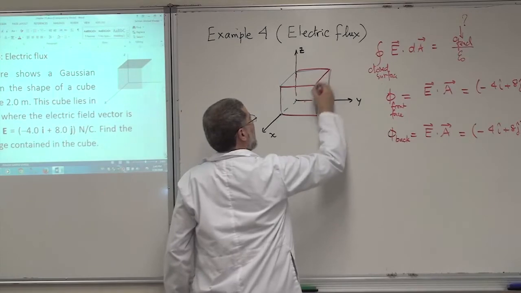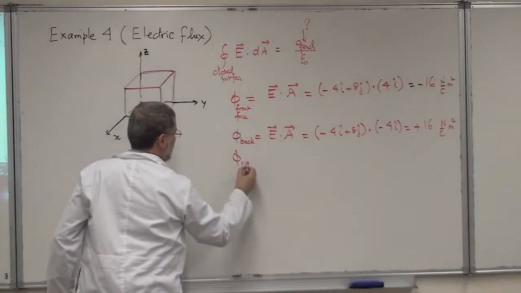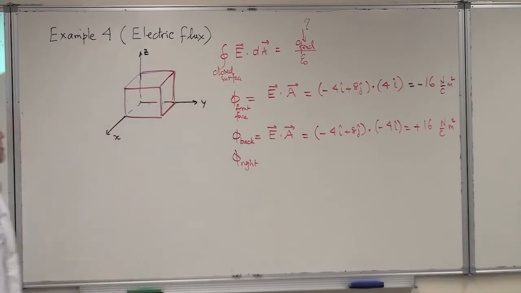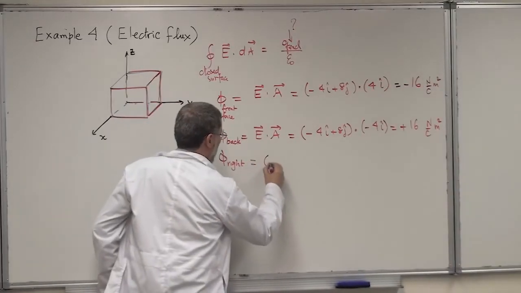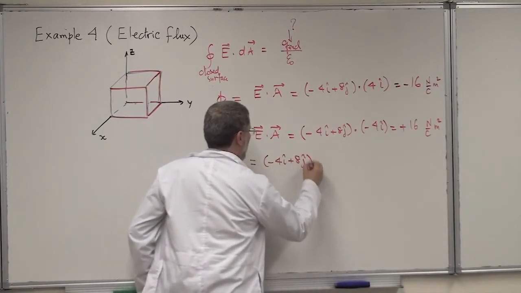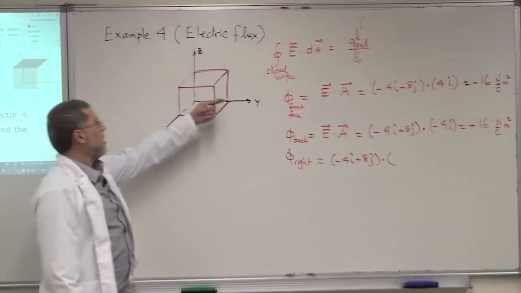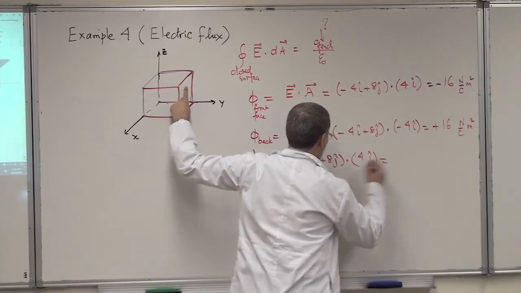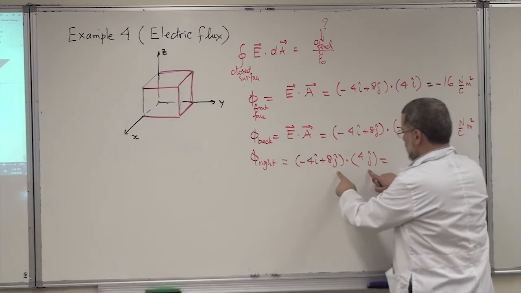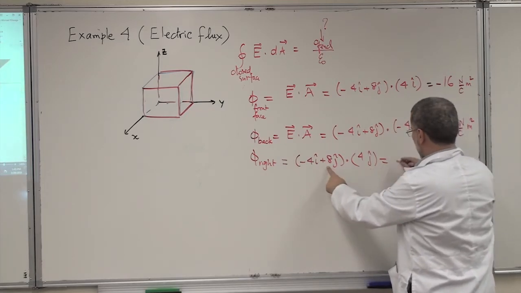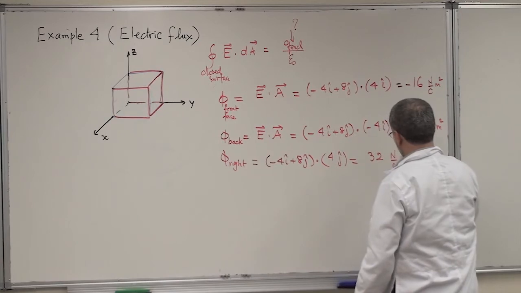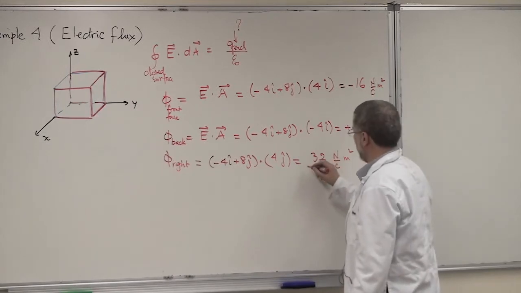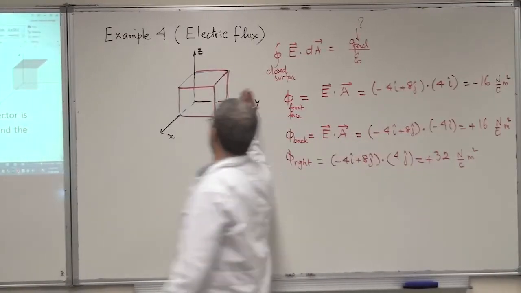Now we go to the right face, phi right, which is this face here. I'm talking about this face, the right face. Follow with me, my son. So here, again, minus 4i plus 8j dot what? Dot which vector A? Vector A is pointing in this direction for this face. It will be 4j. So i dot j will give me 0, j dot j will give me 1. So this will be 32 Newton per Coulomb meter square, and it's a plus sign. So the flux is positive on this side.